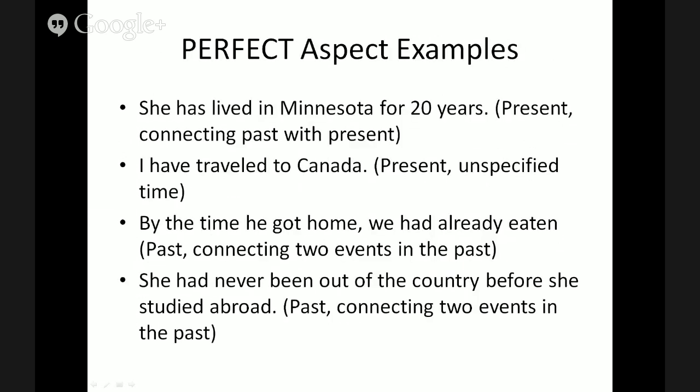Here are some examples. She has lived in Minnesota for 20 years. There's a phrase, right, that's present, and we're connecting the past. So 20 years in the past, she was either born or came to live in Minnesota, and now here in the present, she is still living here. I have traveled to Canada. It's present tense, but it's an unspecified time. So we don't know when I traveled to Canada, just that I did at some point.